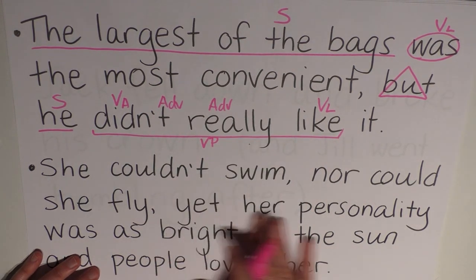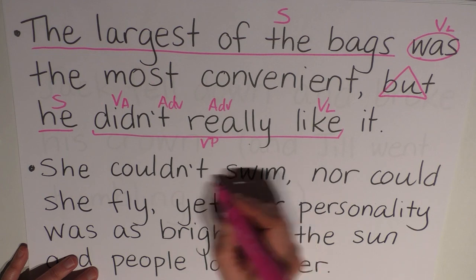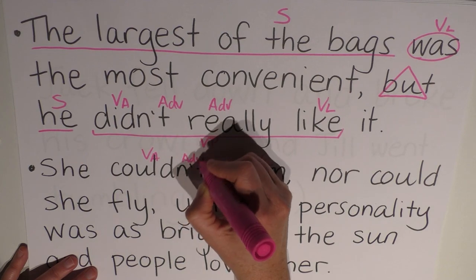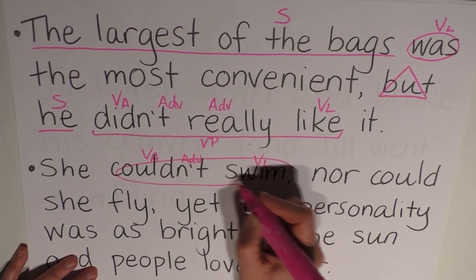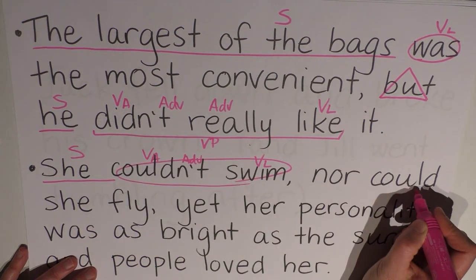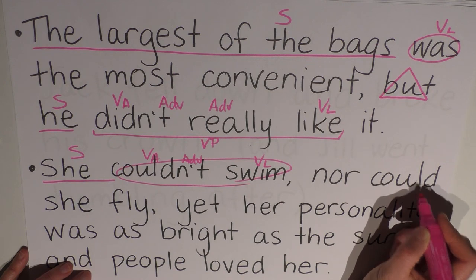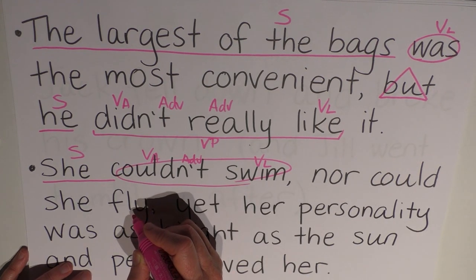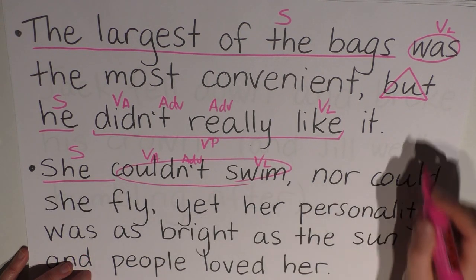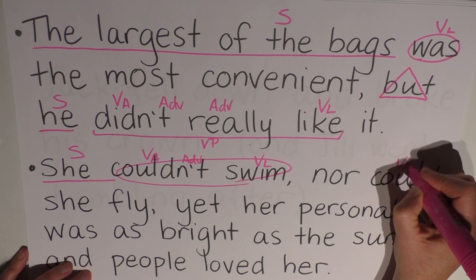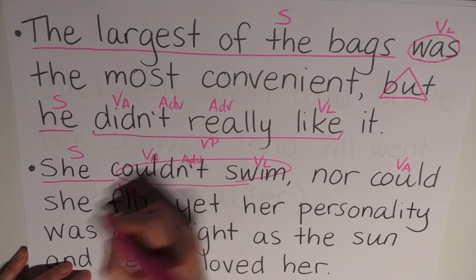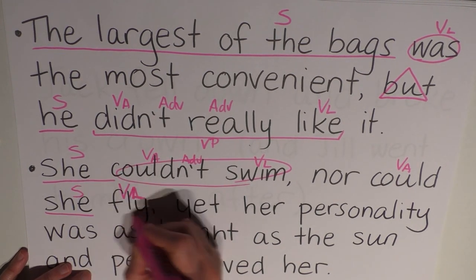Let's have a look at the next one. Swim is our lexical verb, could is our auxiliary verb, and not is the adverb that goes in between, so this whole thing is a verb, and the subject related to that is she. That's our subject. Could, oh, this is interesting. Here we have could fly, and she is actually after the auxiliary, so there's been a bit of a reversal or a switch between the auxiliary verb and the subject.